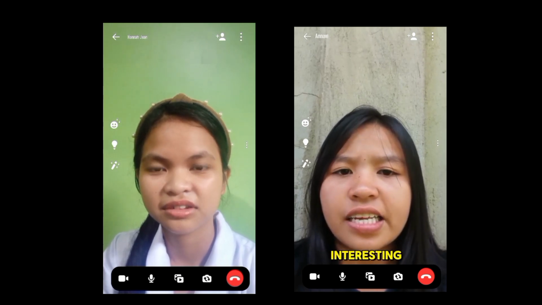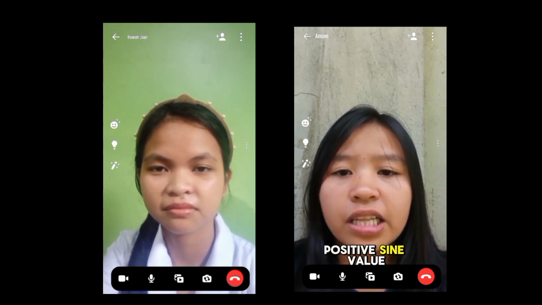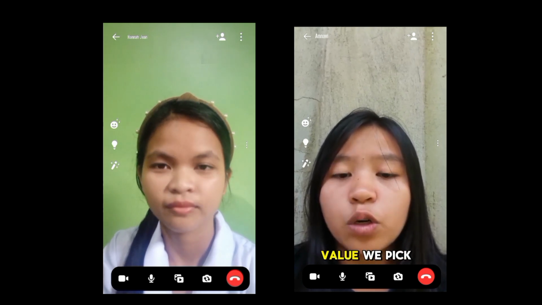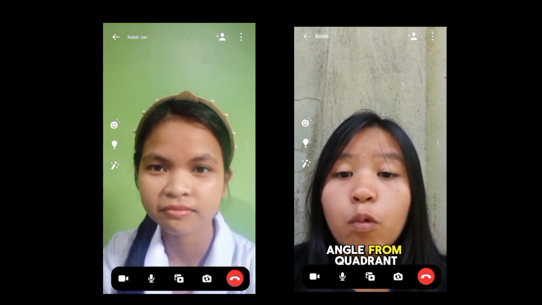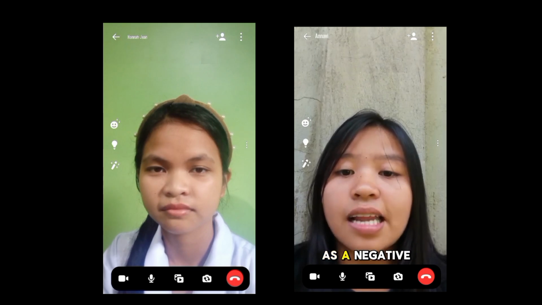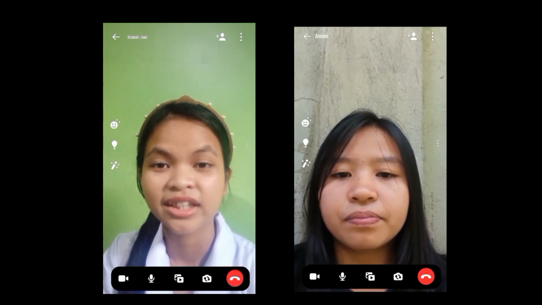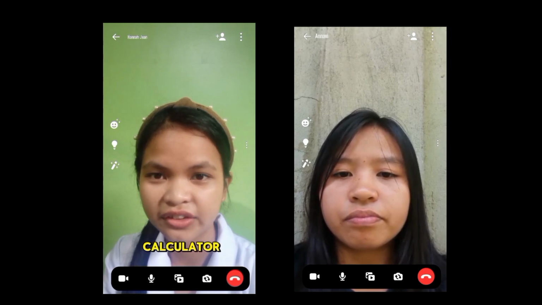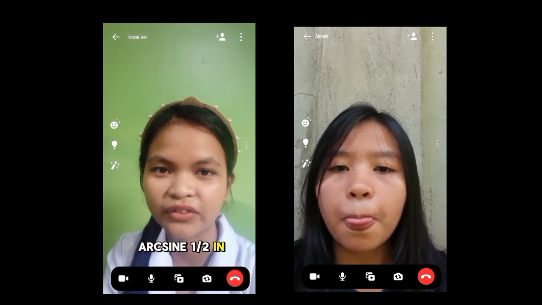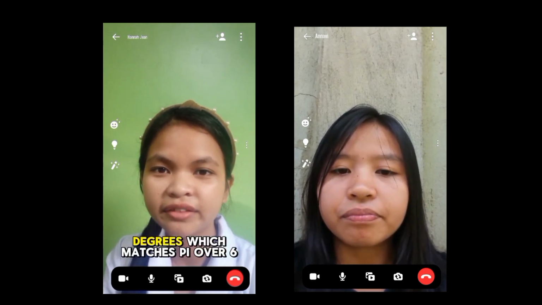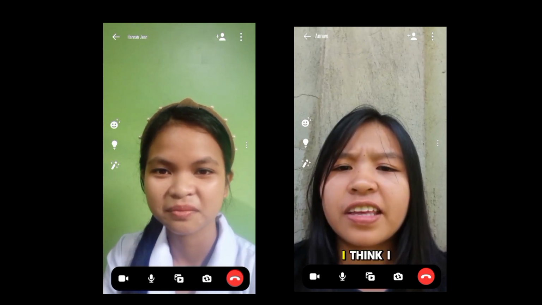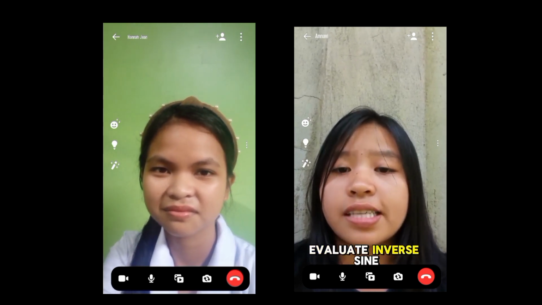This is really interesting. So for any positive sine value, we pick the angle from quadrant 1. For a negative sine value, we pick the angle from quadrant 4 but express it as a negative angle. Exactly, and you can always check your answer using a calculator. If you enter arcsine 1/2 in degree mode, you'll get 30 degrees, which matches pi over 6. That's really helpful. I think I understand how to evaluate inverse sine functions now.